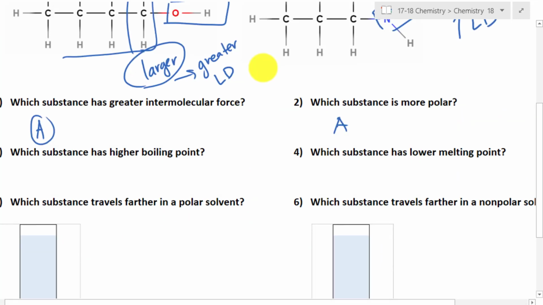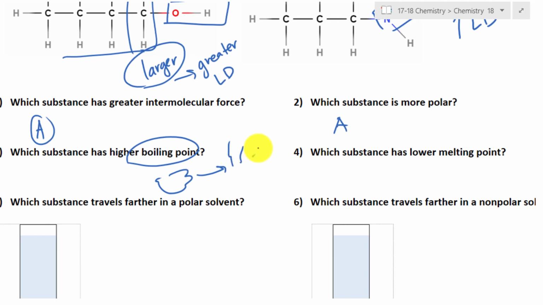Now let's look at number three. Which substance has a higher boiling point? Well, boiling point is going from liquid to gas, okay? So basically we are looking for a substance with a greater attraction, which is A. The greater the attraction between the molecules, the more energy you require to heat it up to break the forces between them. A substance with a lower boiling point would have a very weak intermolecular force.